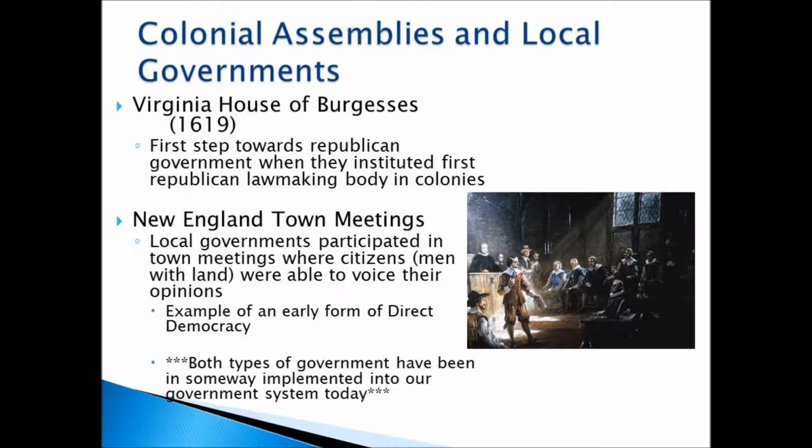And more democratic were the New England town meetings, where local governments participate in town meetings where the citizens, at this time just white men with land, were able to voice their opinions. This is the most direct form of democracy. Town hall meetings still happen today, where people go and speak their mind openly to their governments. Both types of governments have been in some way implemented into our government system today.